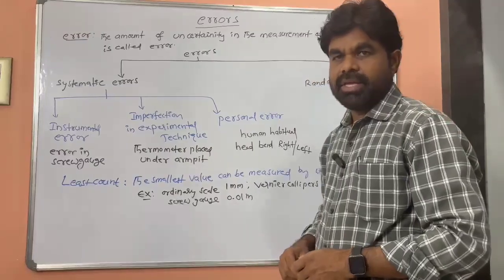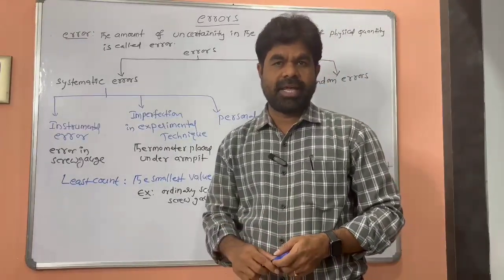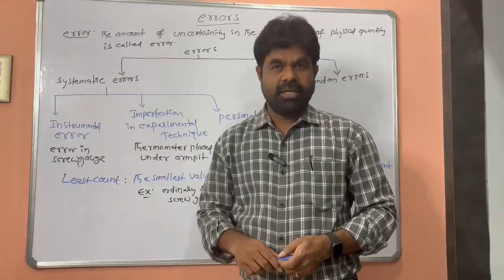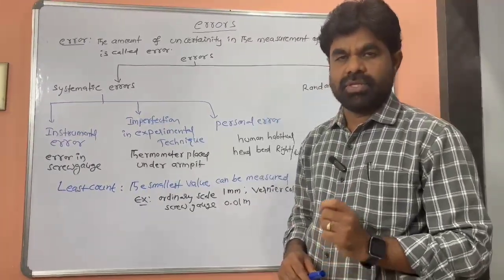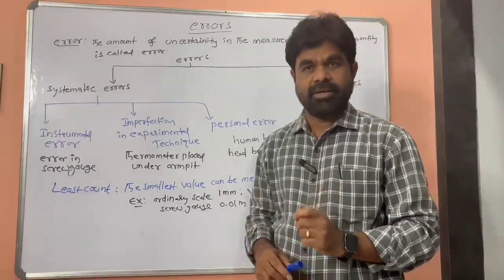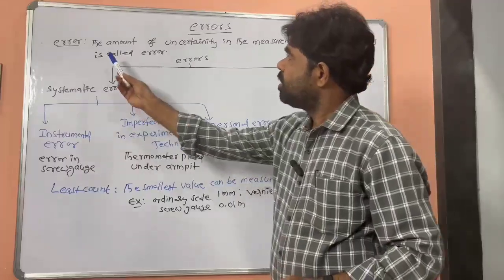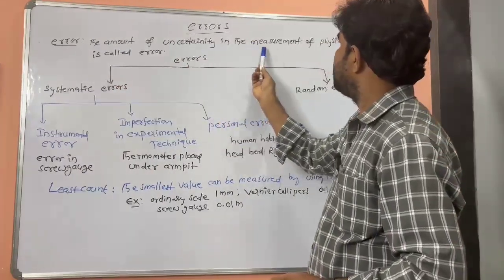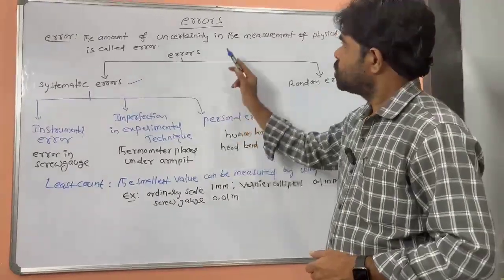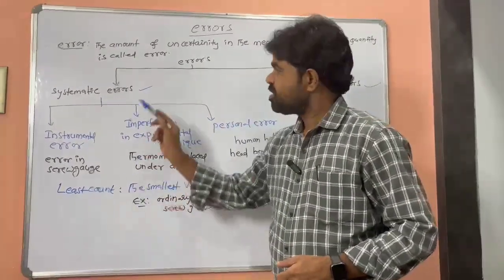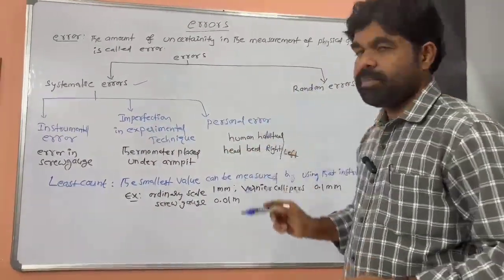Errors means in our daily life we can take number of readings. So each and every measured value has some false value. So this false value is nothing but error. So what is the statement of error? The amount of uncertainty in the measurement of physical quantity is called error. So mainly errors is two types, systematic errors and random errors.